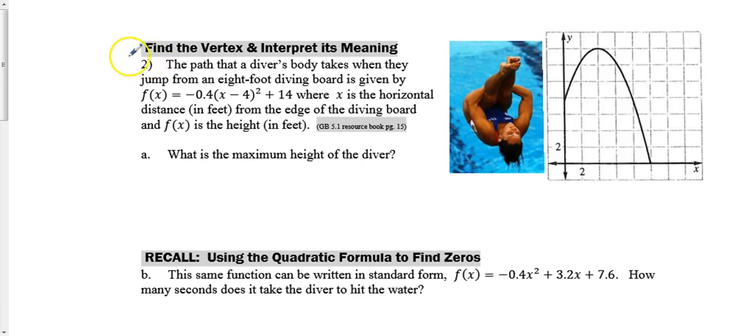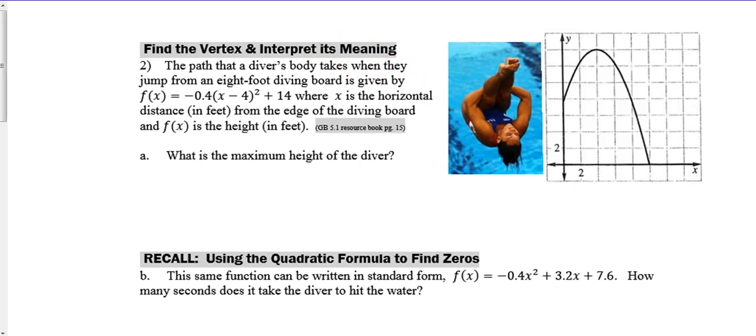Number 2 says, in terms of a title, find the vertex and interpret its meaning. Let's read. It says, the path that a diver's body takes when they jump from an 8-foot diving board is given by, hey, check it out, it gives me a model. So if you have a highlighter, let's highlight it, or use your pencil, put it in a box. Where x is the horizontal distance in feet from the edge of the diving board, and f of x is the height in feet.